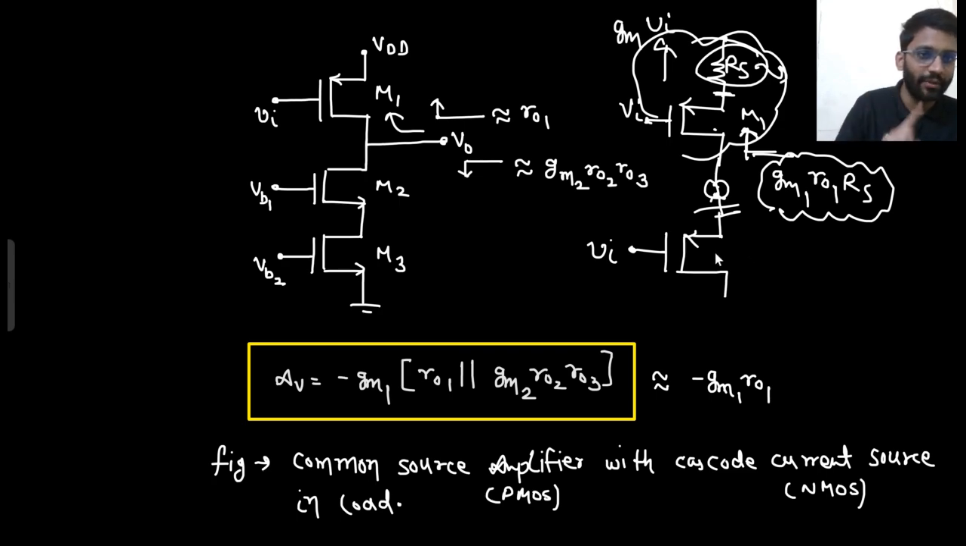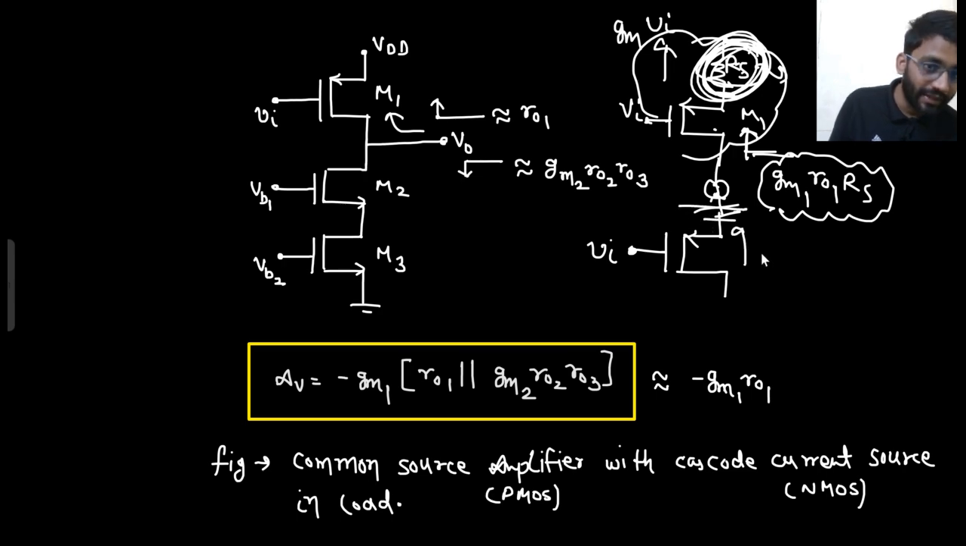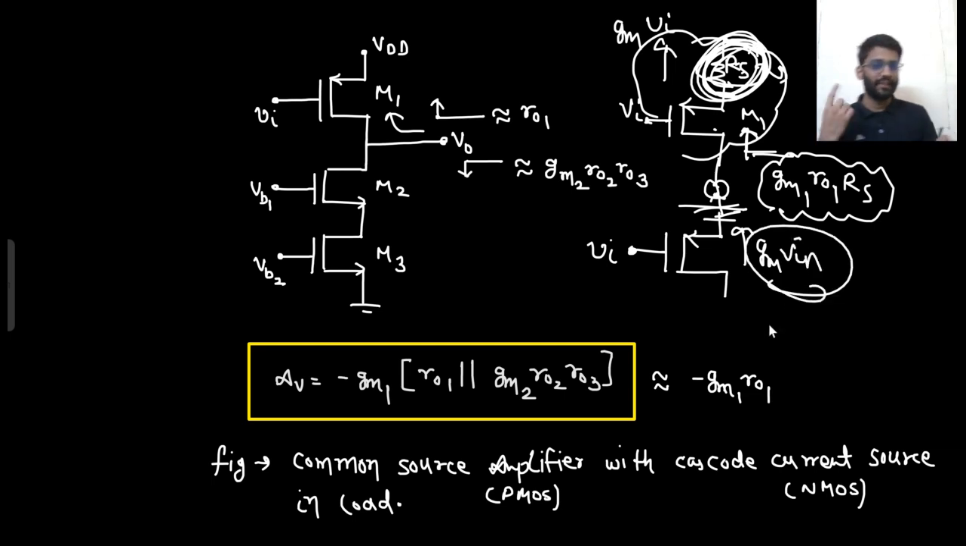But now what I am going to do is apply my V in here, in the RS part. So what will that do? My current here would be GM V in. So my GM will be constant. And this configuration is known as cascode amplifier. Are you getting this point? So let's just write it down.